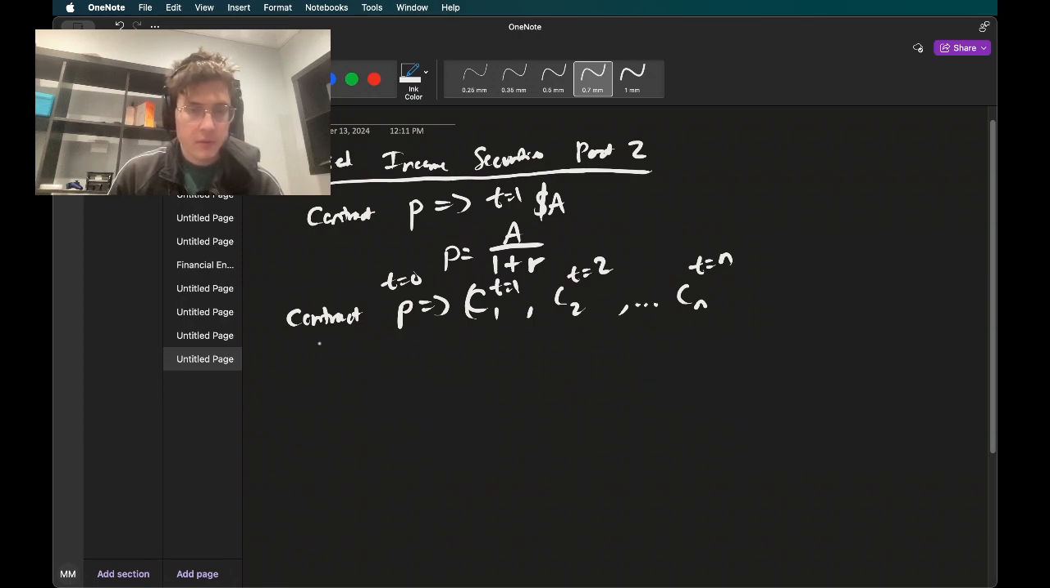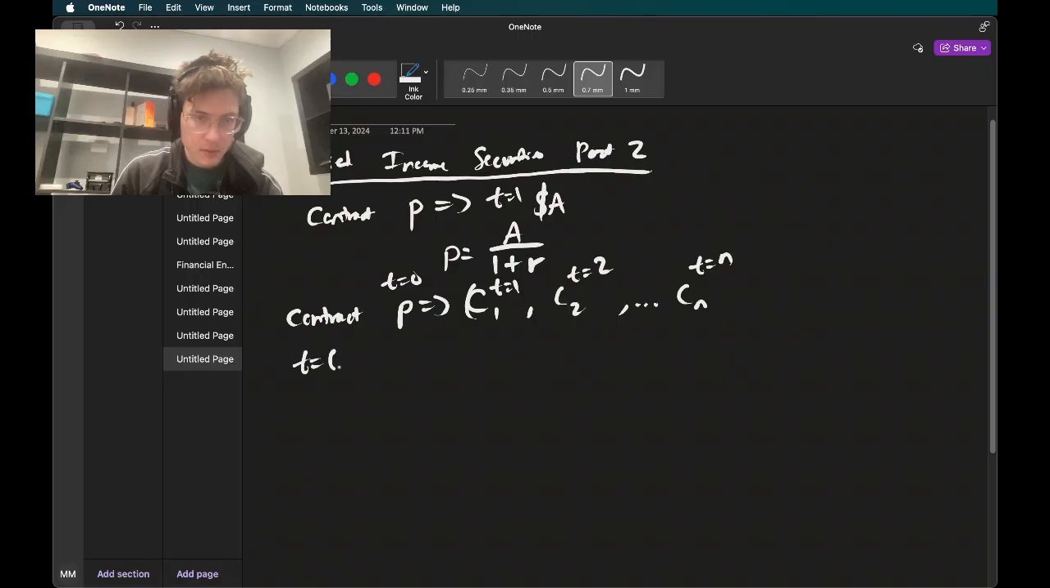Again, we're going to construct a portfolio where all future cash flows are greater than or equal to 0, and then apply the weak arbitrage condition to develop an upper bound for the price of this contract. So let's take a look.